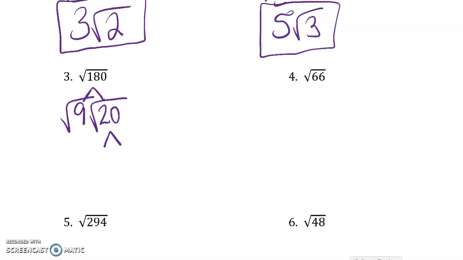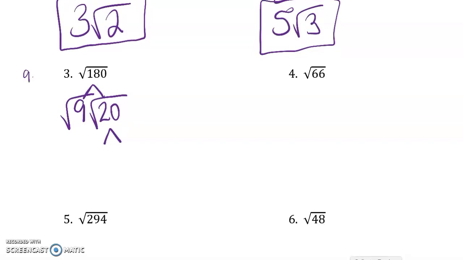One thing that you should know is this. If 9 goes in and 4 goes in, 9 times 4 is 36. So the fastest way to do this would be to make this 36 times 5. Okay, now if you don't want to do all that, that's fine.